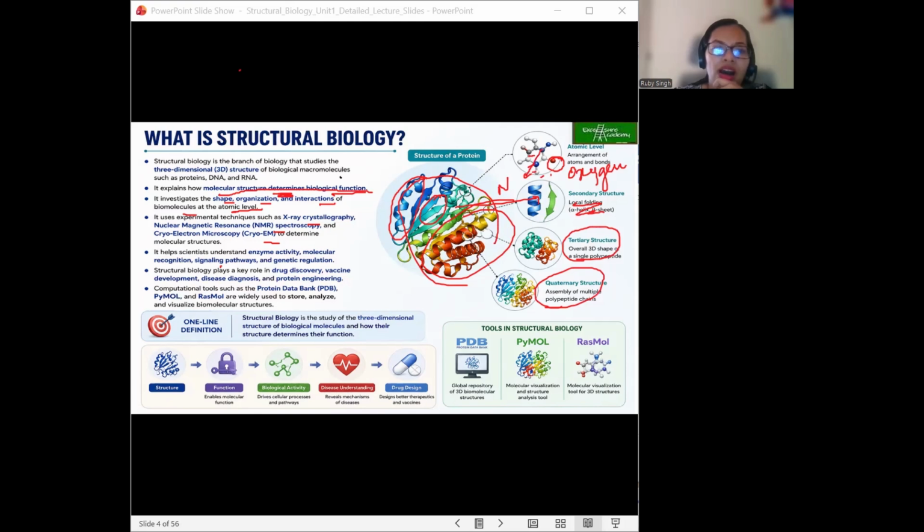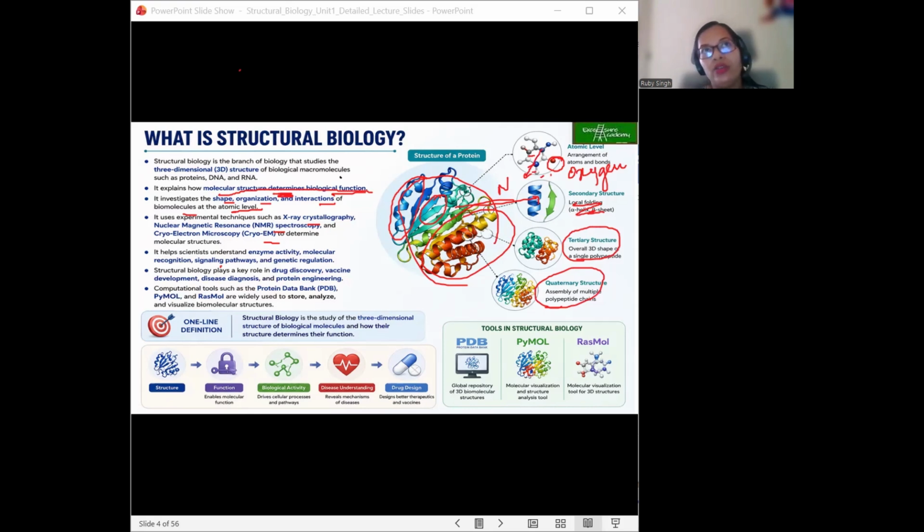Now if I ask you a question, why do we need this structural information? Any guesses? As I mentioned before, if you want to know the function of an enzyme, you need the structure, right? Because the structure is going to give you the information. From the structure, we understand the function, and from the function, we understand what kind of biological activity is happening.